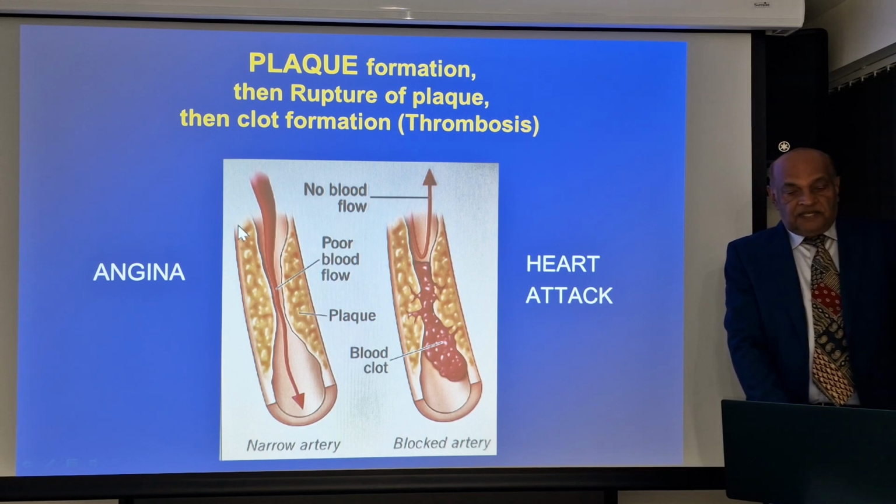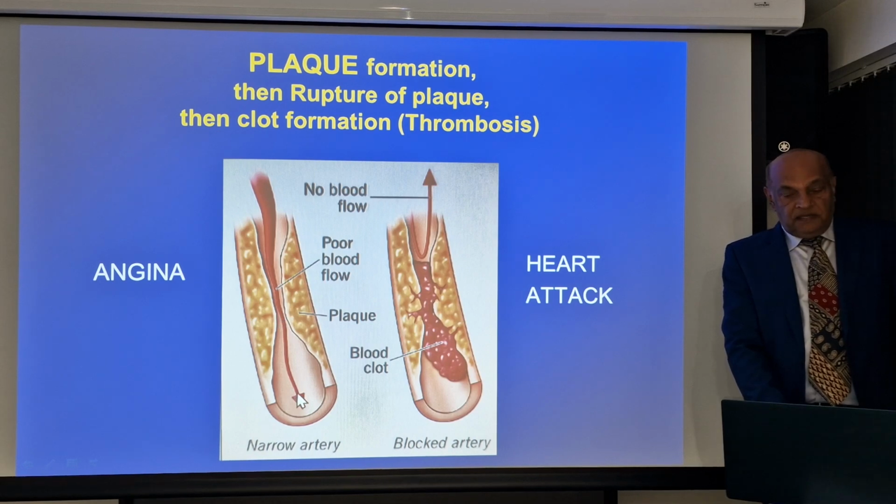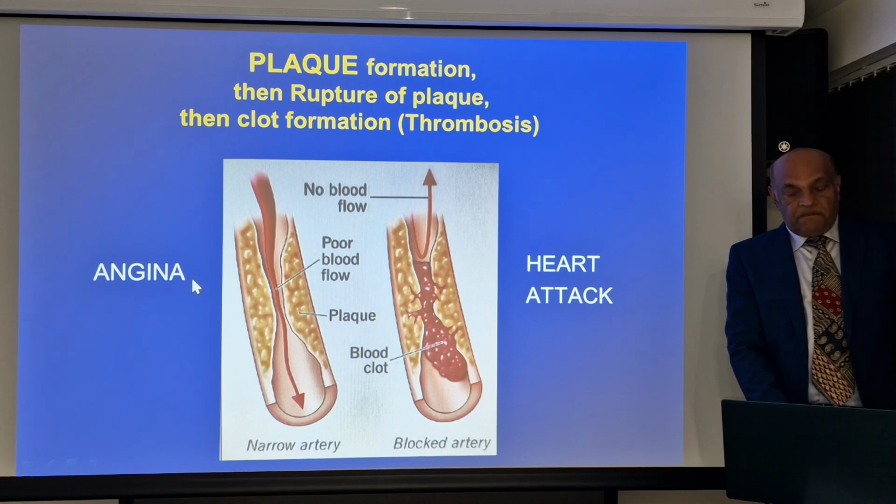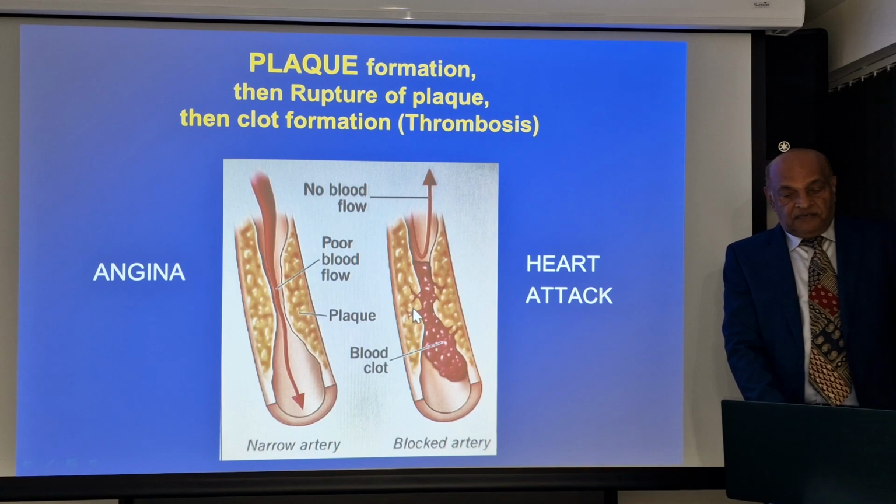If you have these fatty deposits, otherwise called plaque, that may result in poor blood flow, but the artery is still open, so you have a narrowed artery, and that can give symptoms of angina. And what subsequently happens is that this fatty deposit may rupture for some reason, and as a result of that rupture, one gets formation of a blood clot, and therefore the artery becomes completely blocked and there is no blood flow to the rest of the heart beyond this level. And this is otherwise also called coronary thrombosis.